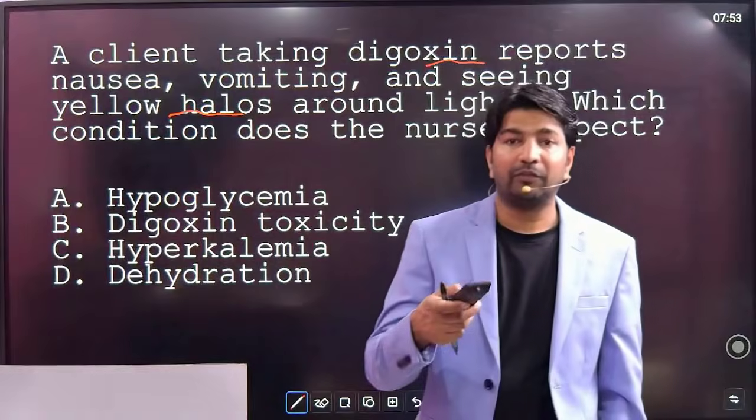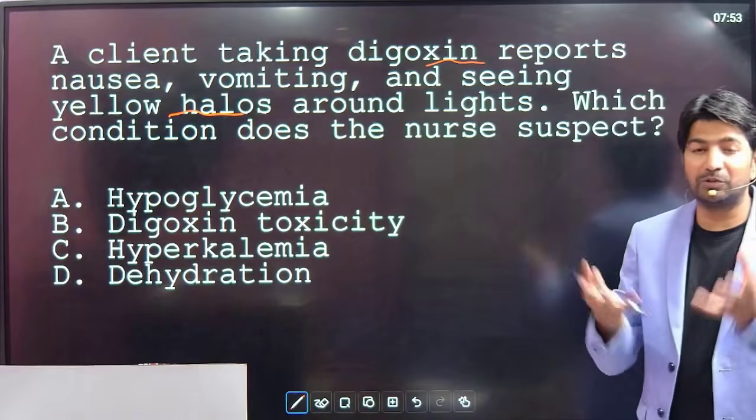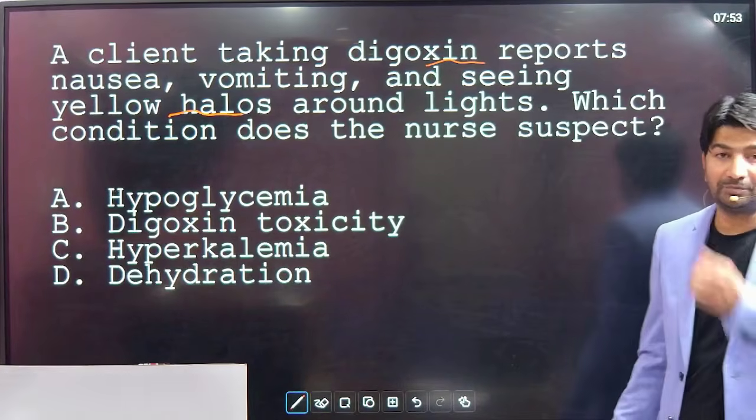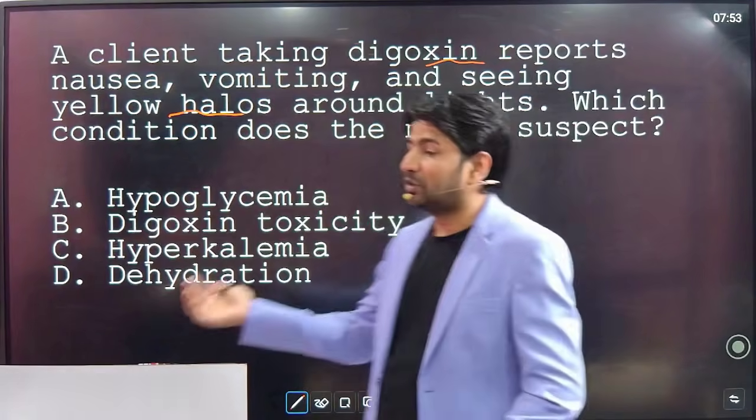Next question. A client taking digoxin reports nausea, vomiting, and seeing yellow halos around lights. Which condition does the nurse suspect? This means the patient is being given digoxin and is experiencing nausea. The patient has started having nausea and vomiting, and besides that, they're seeing yellow halos around the objects they look at. That's what we saw. So what would the nurse suspect has happened to the patient?